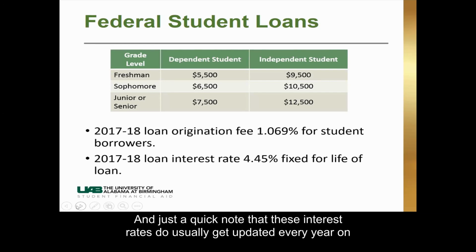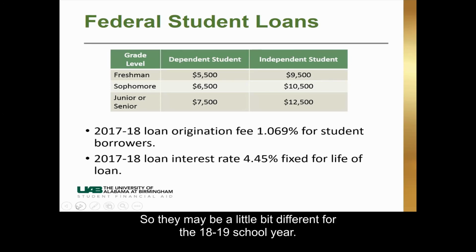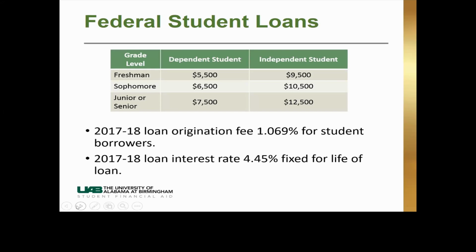And just a quick note that these interest rates do usually get updated every year on October 1st. And that is updated by the Department of Education. So they may be a little bit different for the 18-19 school year, usually only by 0.1% or so. So it's not a big change, but that won't get updated until October 1st.